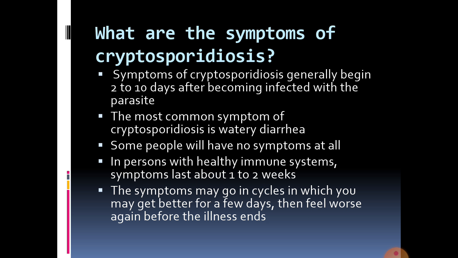What are the symptoms of Cryptosporidiosis? It generally begins 2 to 10 days after becoming infected with the parasite. The most common symptom of Cryptosporidiosis is watery diarrhea. Some people will have no symptoms at all. In persons with healthy immune systems, symptoms last about 1 to 2 weeks. The symptoms may go in cycles in which you may get better for a few days, then feel worse again before the illness ends.